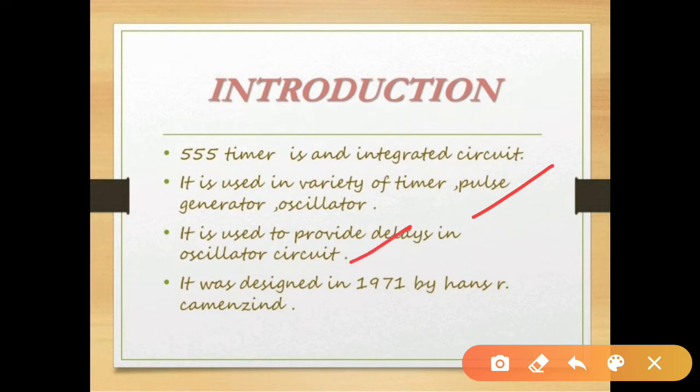This timer was designed, or developed, by a scientist, Hans R. Camenzind, in the year 1971. In 1971 this scientist introduced the 555 timer IC to produce different precise pulses. That is the brief introduction: when it started, what the applications of this integrated circuit are, and what the timer is.